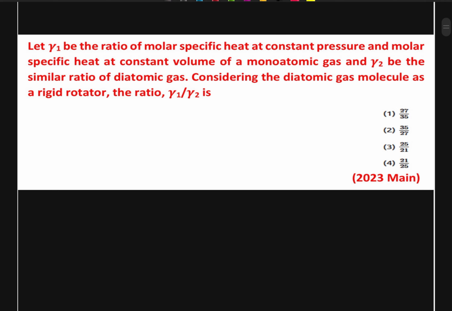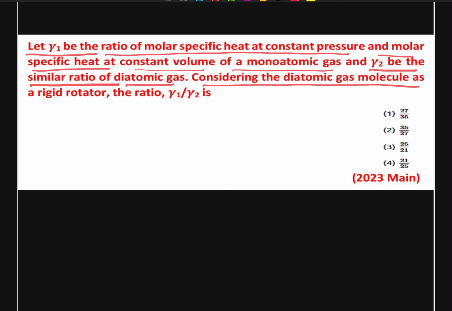Next question. It states that let gamma 1 be the ratio of molar specific heat at constant pressure and molar specific heat at constant volume of a monatomic gas, and gamma 2 be the similar ratio of a diatomic gas. Considering the diatomic gas molecule as a rigid rotator, the ratio of gamma 1 to gamma 2 is. So we are going to find out basically the ratio of their adiabatic index.